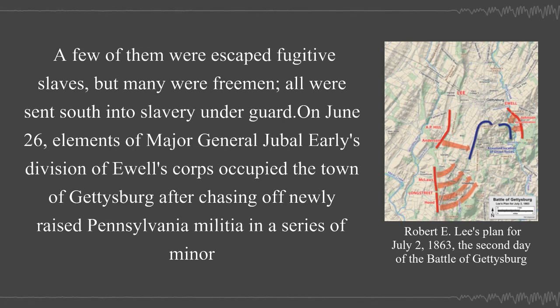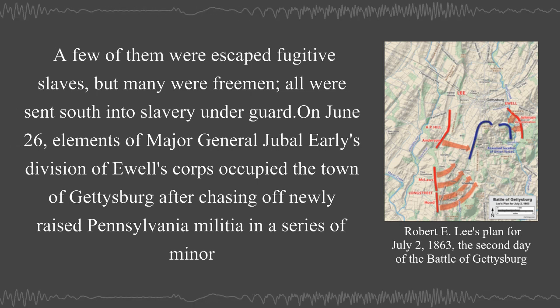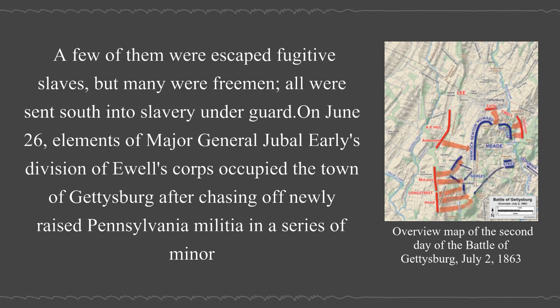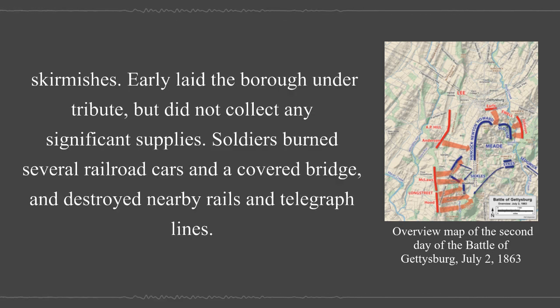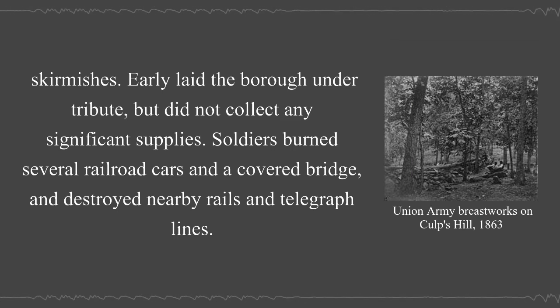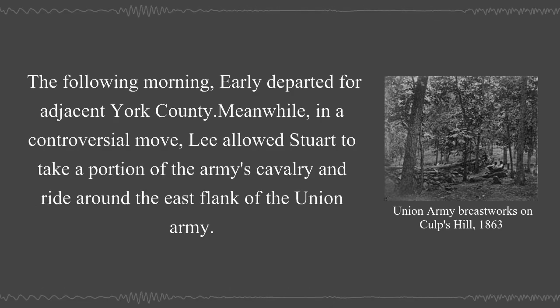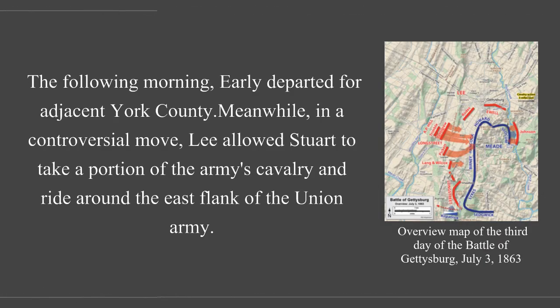On June 26, elements of Major General Jubal Early's division of Ewell's Corps occupied the town of Gettysburg after chasing off newly raised Pennsylvania militia in a series of minor skirmishes. Early laid the borough under tribute, but did not collect any significant supplies. Soldiers burned several railroad cars and a covered bridge and destroyed nearby rails and telegraph lines. The following morning, Early departed for adjacent York County.